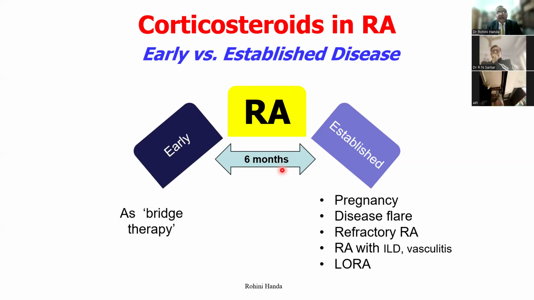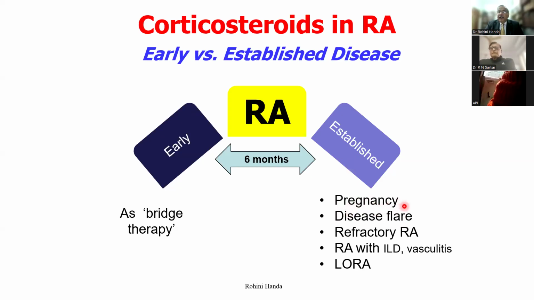In early disease, it is used as a bridge therapy to bridge the gap between the institution of disease-modifying drugs and their onset of action. So in a typical scenario, when you start methotrexate, it will take 2 to 3 months to start showing effect. And you bridge this gap with low-dose prednisolone, 5 to 10 milligrams for 6 to 8 weeks. In established disease, more than 6 months old, the rationale is different.